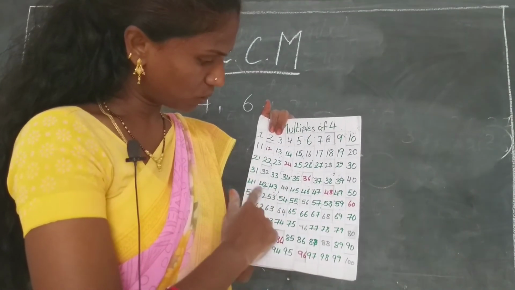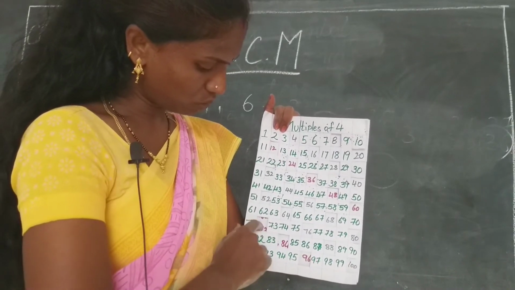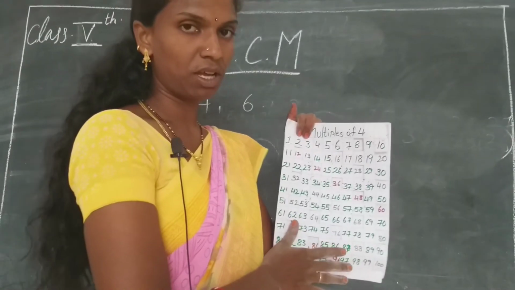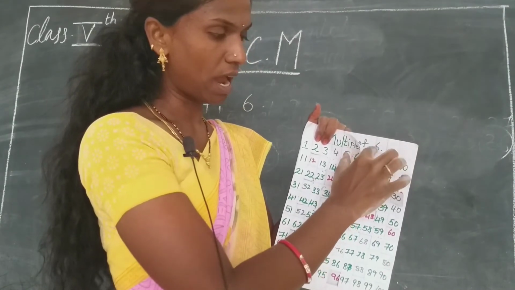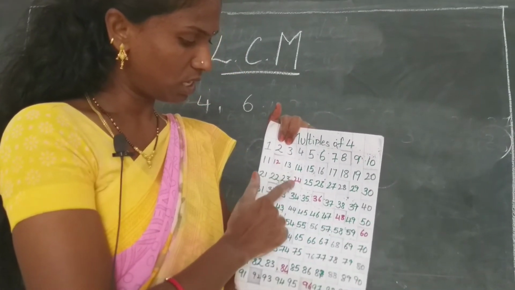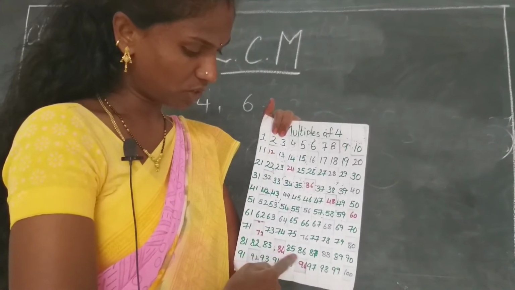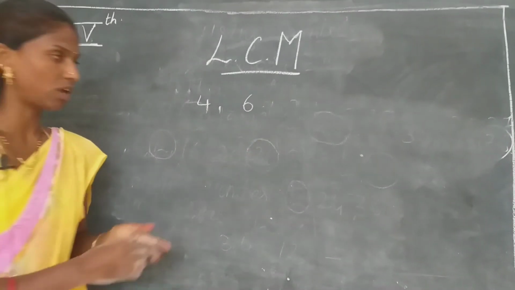And again, can you see the brown color numbers here? Here 72, 84, 96. So what are these numbers? These numbers are common numbers in 4 and 6. Let us read one more time. 12, 24, 36, 48, 60, 72, 84, 96. So these are the common numbers. We will write it on the board.